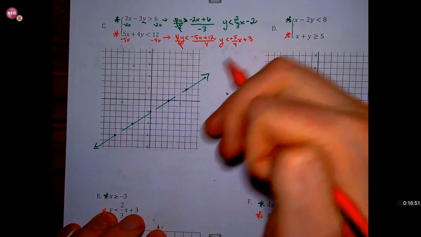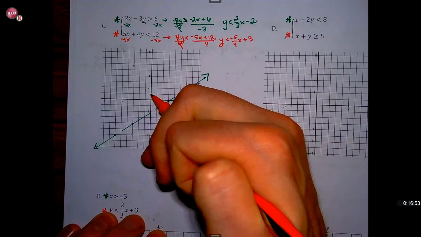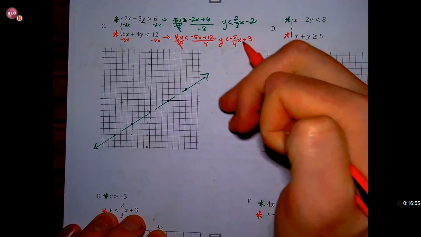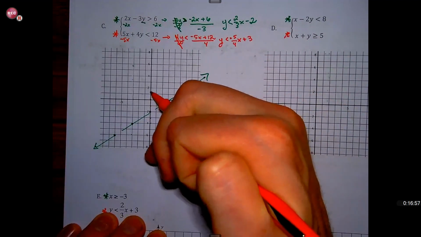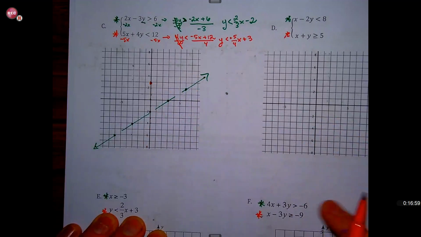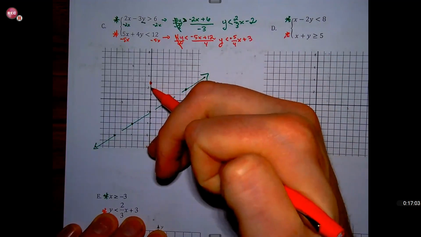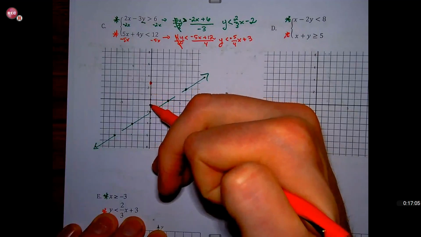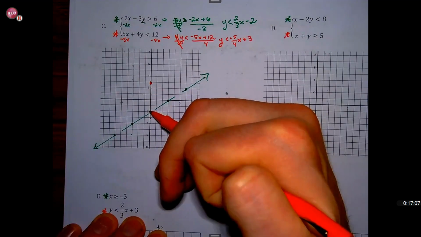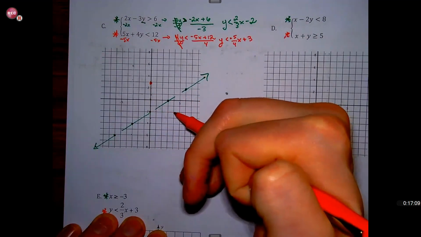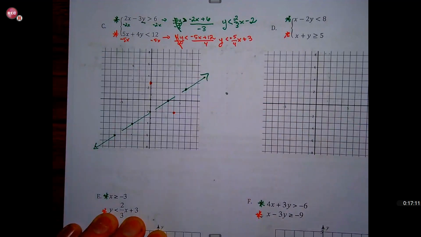We're going to start at a positive 3. Or no, oh my, sorry, I apologize. Positive 3. So we're starting here at 0, 1, 2, 3. Then negative 5 fourths. We're going to go down 5 because it's a negative. 1, 2, 3, 4, 5. And then we're going to go right 4. 1, 2, 3, 4.